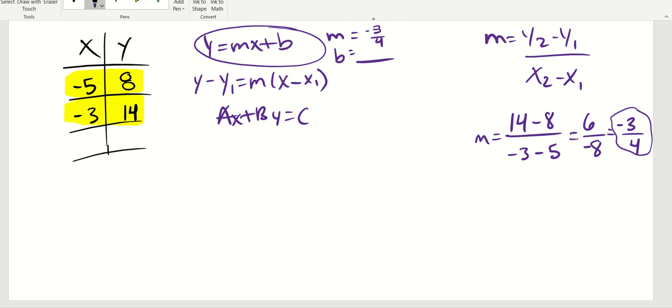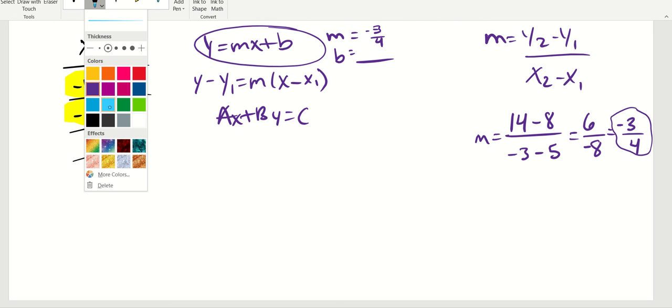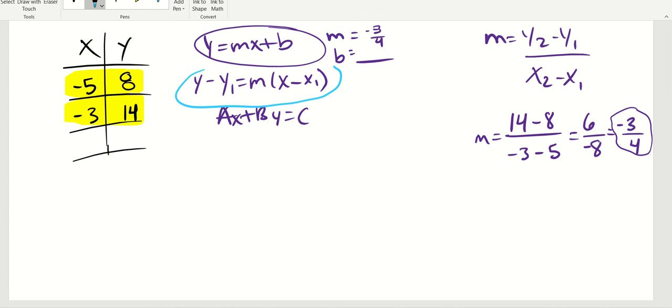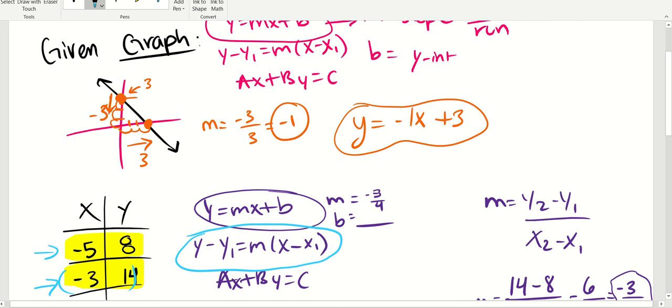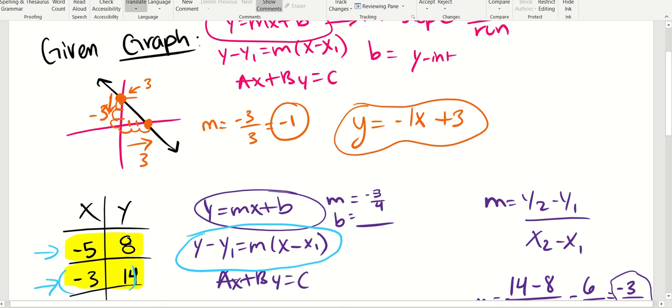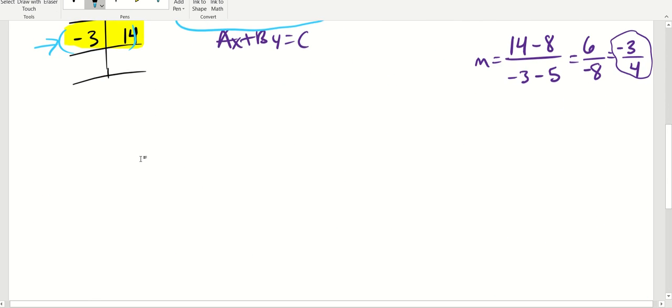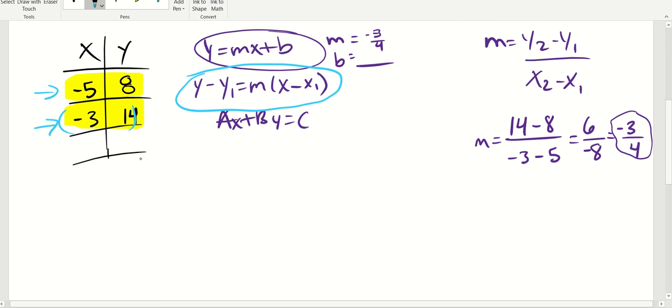So now we need to find the b. How do we find that? Well, there's 2 ways. You can either use the y minus y1 equals m, x minus x1. That is your point slope form. You have a point on the table. These are points, these are points. So one of the most popular ways is the y equals mx plus b.